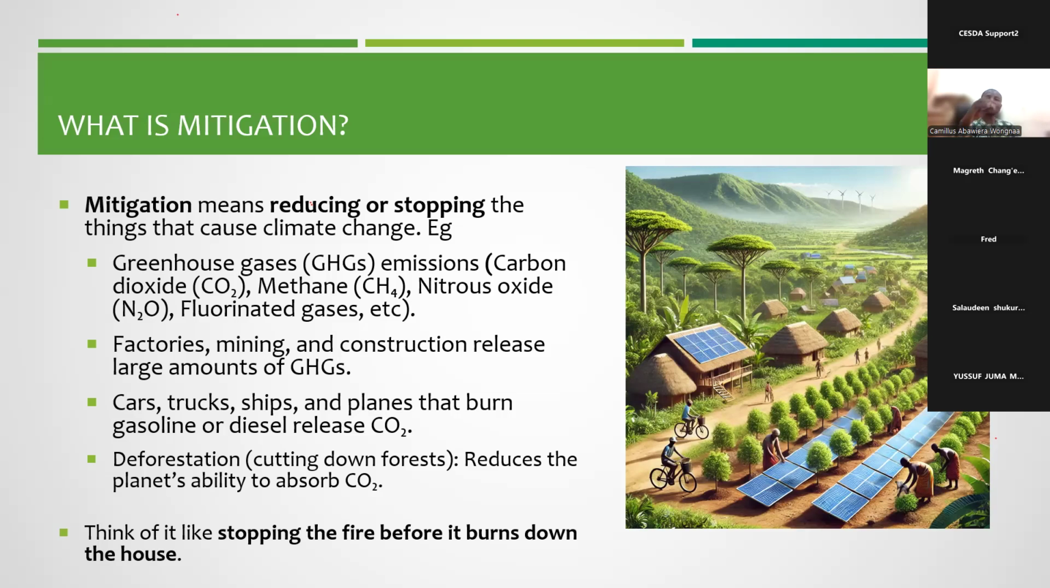And if you are stopping it, what is it that you are stopping? You are stopping the things that cause climate change. That means that for you to be able to do this, it becomes necessary that you understand the things that cause climate change. The number one thing that causes climate change is greenhouse gas emissions. Emission of greenhouse gases. And when we talk about these greenhouse gases, what are they?